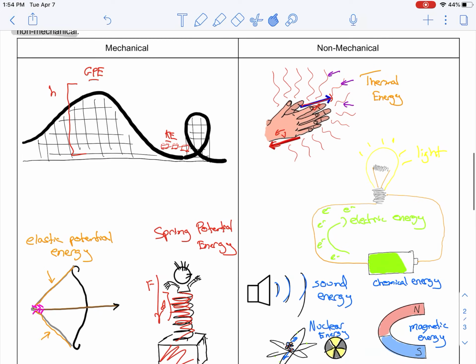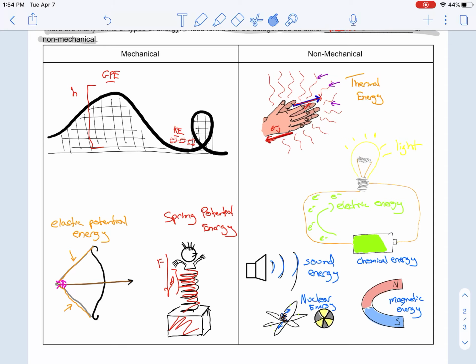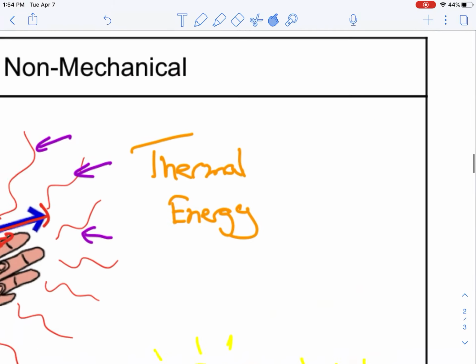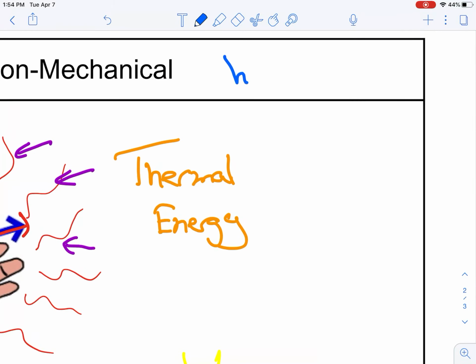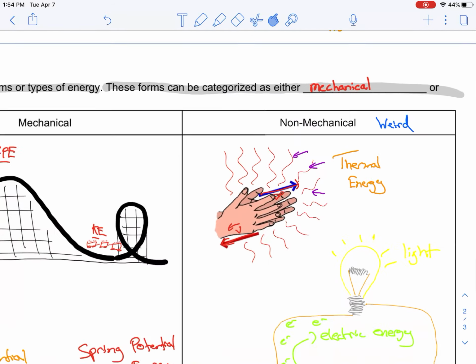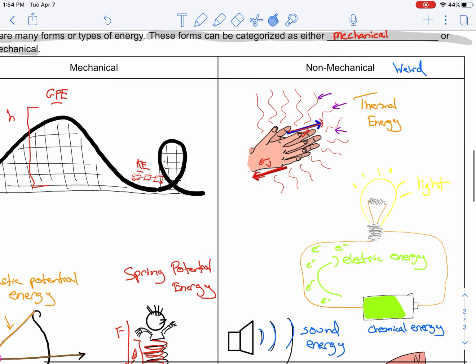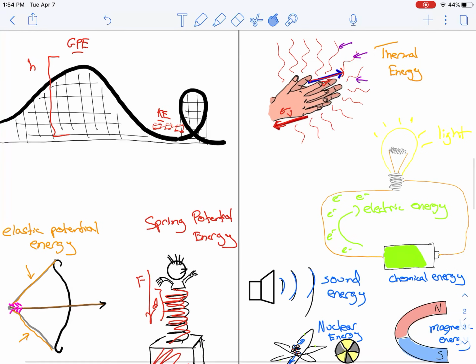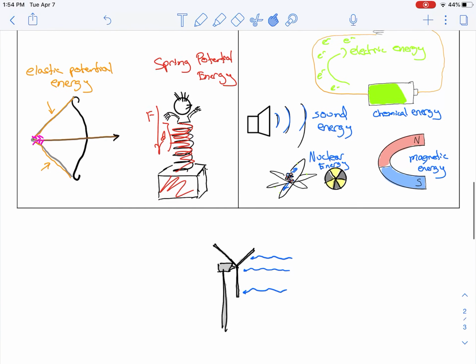So I just want you to look at these two boxes and just think, okay, what are the types of energies that are associated with the mechanical energy category, and what are the types of energies that are associated with the non-mechanical ones? And I like to think of these ones as more of the weird ones. I don't know why, they're just weirder. They're like the invisible ones that are harder for us humans to see. Usually we can't really see these types of energy.